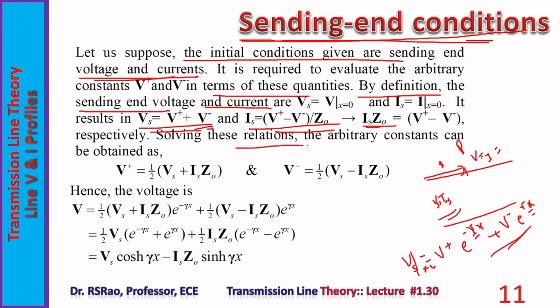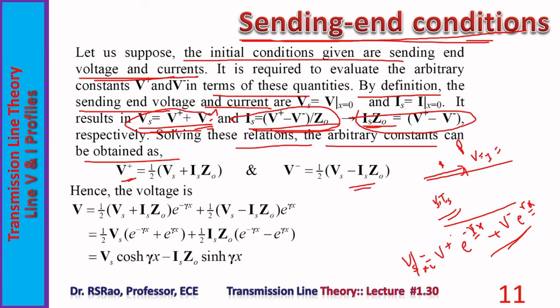Respectively, solving these relations, the arbitrary constants can be obtained. Now you have two relations. This is one relation, this is another relation. Solve them to find V plus and V minus. These two equations are in terms of V plus and V minus. Solve them. V plus is half of Vs plus Is Z naught. V minus is half of Vs minus Is Z naught.